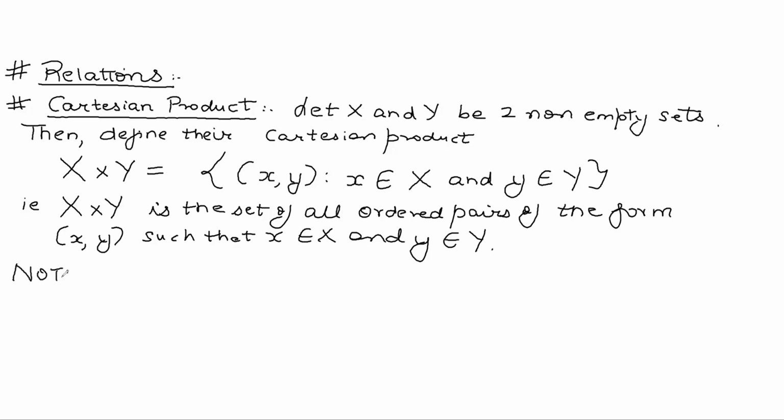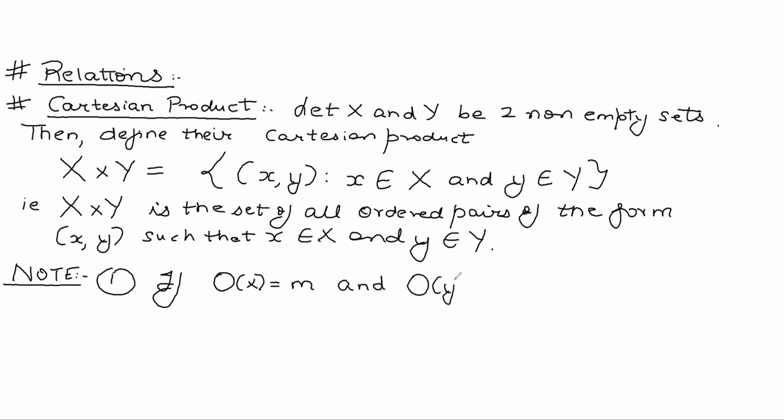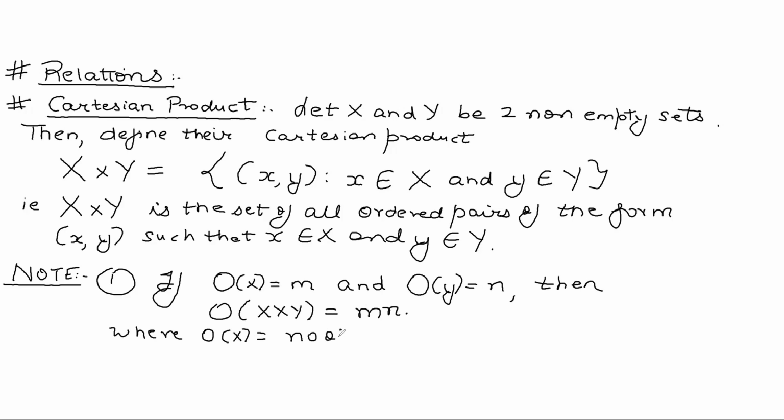Let's write a note. If the set X consists of m elements in it and the number of elements in set Y is n, then the number of elements in X cross Y will be m into n, where O(X) denotes the number of elements in X, O(Y) denotes the number of elements in Y. So if the set X consists of m elements and set Y consists of n elements, then the Cartesian product X cross Y will consist of m into n elements.